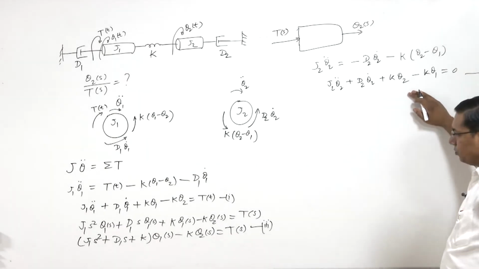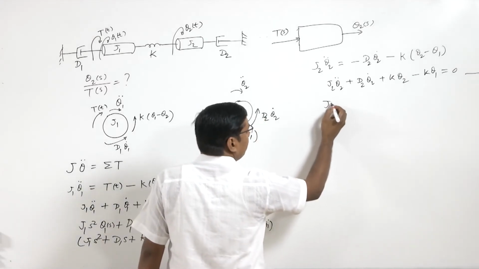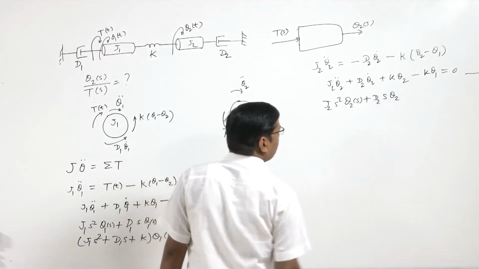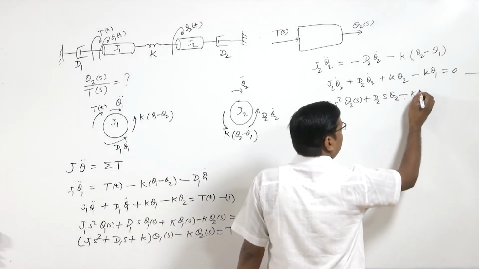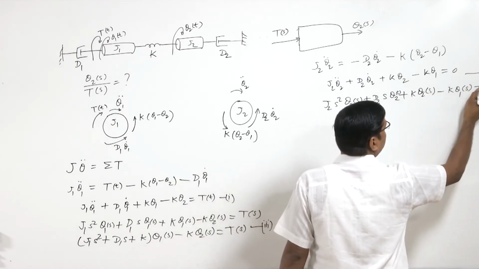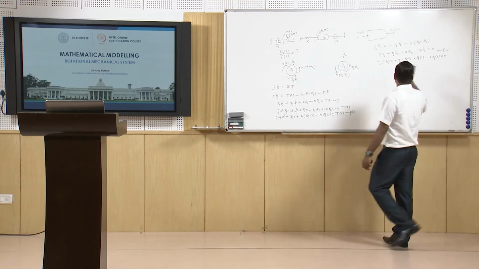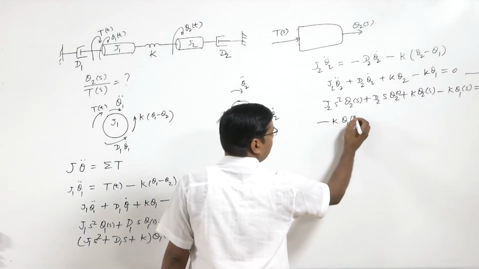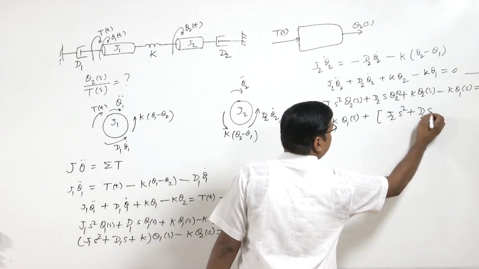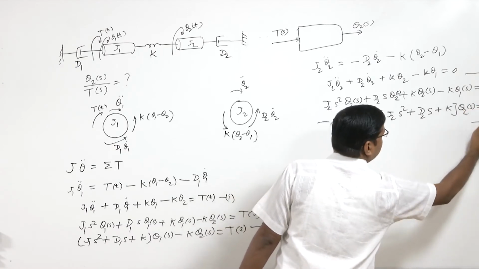Now we take the Laplace transform of this part. So this is J2 S square theta 2 S plus D2 S theta 2 S plus K theta 2 S minus K theta 1 S equal to 0. So we can write this equation in this form: minus K theta 1 S plus J2 S square plus D2 S plus K theta 2 S equal to 0. So this is equation number 4.